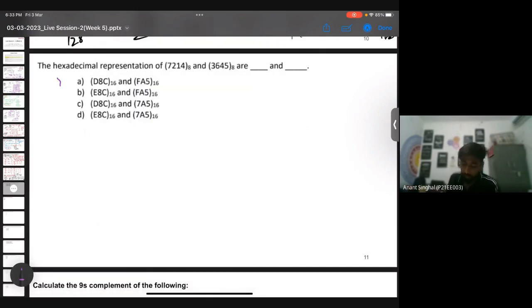This question says: the hexadecimal representation of 7214 to the base 8 and 3645 to the base 8. So we need to convert something from base 8 to base 16. There is a certain method of doing that, so I'll try to teach you how to convert it. Again, I'll try to cover the easier method.